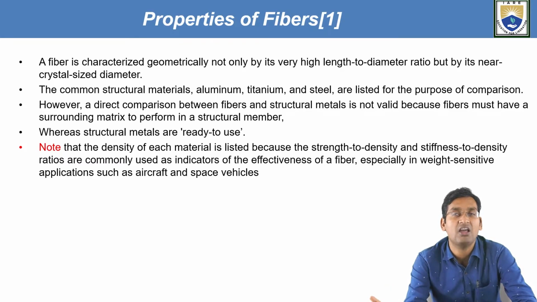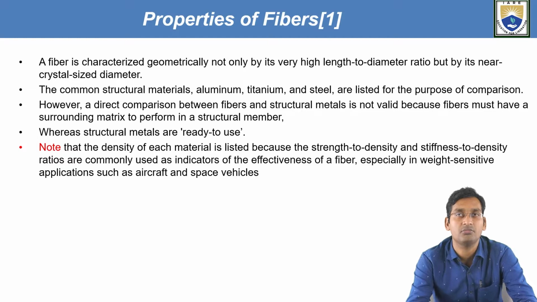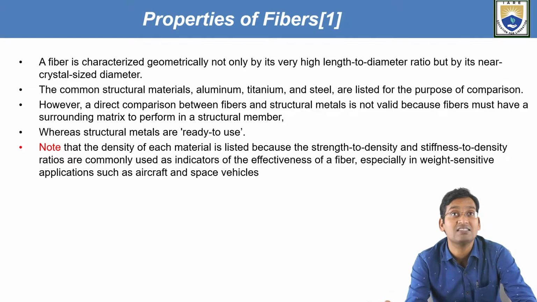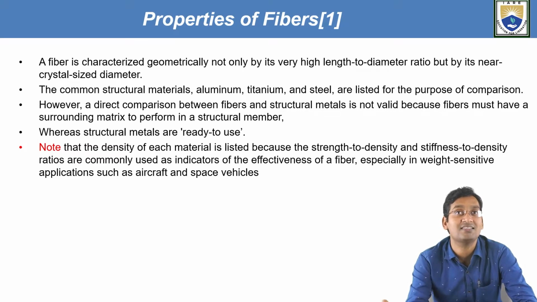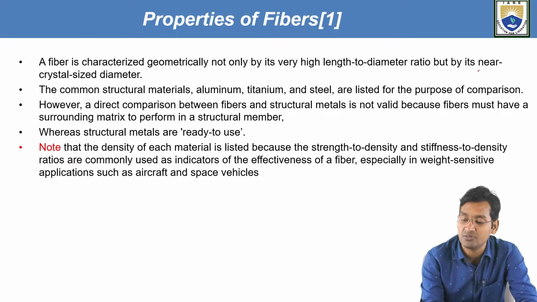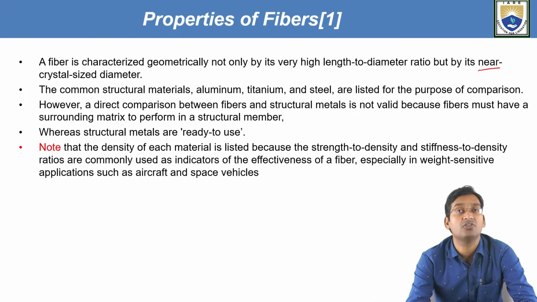So not only do you have to consider that the ratio of length to diameter is very high, but also the near crystal size diameter. Near crystal size means that if their diameter is of crystal size, then we can say that it is a fiber. The common structural materials, aluminium, titanium, and steel, are listed just for the purpose of comparison.